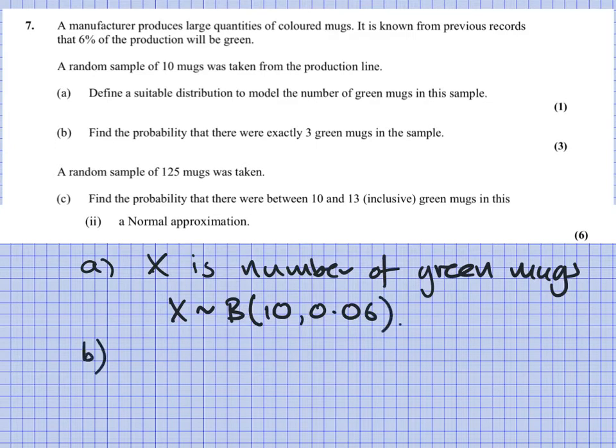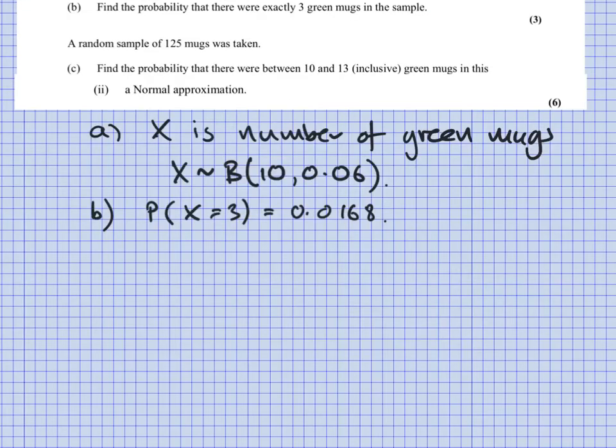Okay, and now we're asked to find the probability that there are exactly 3 green mugs, so the probability that X equals 3. We can use the calculator to do that quickly. We're going to go to binomial PD because we want exactly 3. We set n is 10, the probability of success p is 0.06. We want the x value to be 3, and if you do that, you get 0.0168.